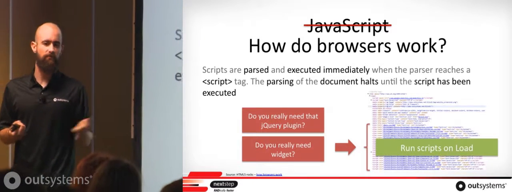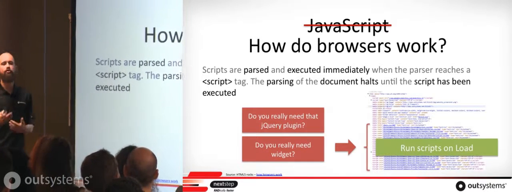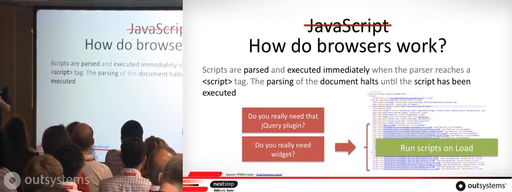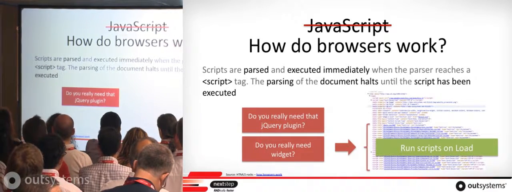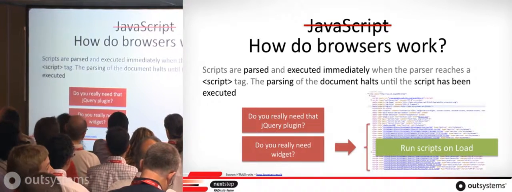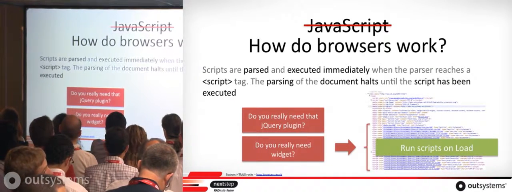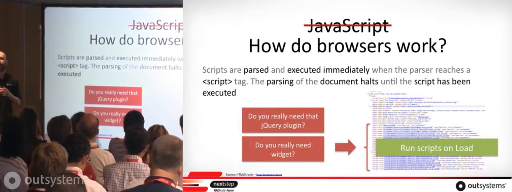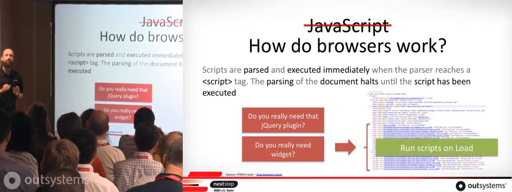Well, the thing with JavaScript, just like Rodrigo said, is that you can do anything. And one of the things that you can do is change the DOM. So the browser needs to have that in consideration and needs to execute immediately to see if there are going to be changes in the DOM. So the question that you should ask yourself is, do you really need that jQuery plugin? Do you really need that widget on the page? And this is actually really important when you are thinking about building a mobile app, because building a mobile app is different from building a responsive website that also works in a smartphone. It's very, very different.